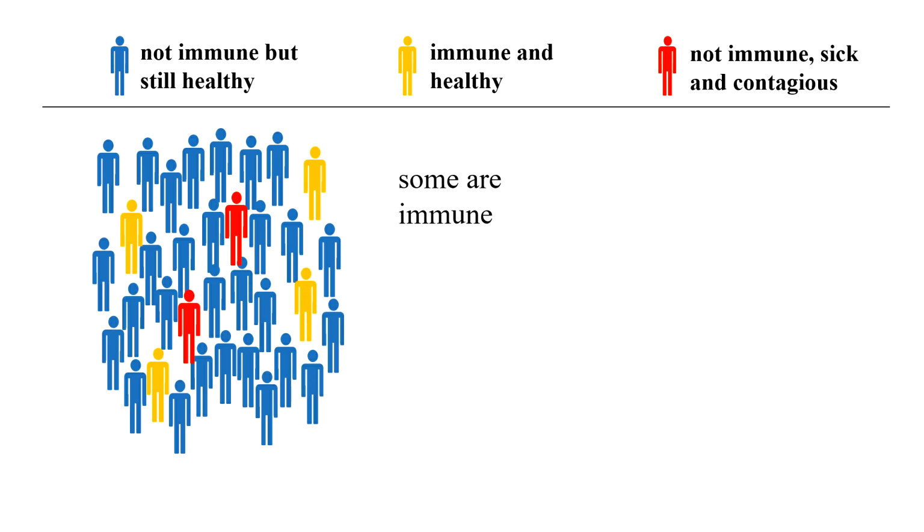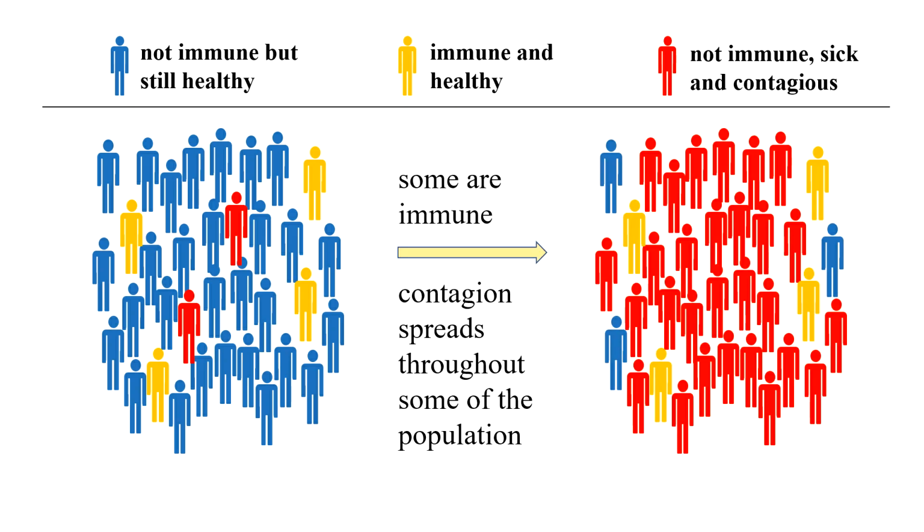Now, another scenario could be that there are some people in this initial population that are immune. So now you have the infected individuals, you have those who are not immune, still healthy, and then you have those who are healthy and immune. So in this case, well, the disease will still spread, but it will only spread to some people in the population because those individuals that are immune obviously are not going to get it.